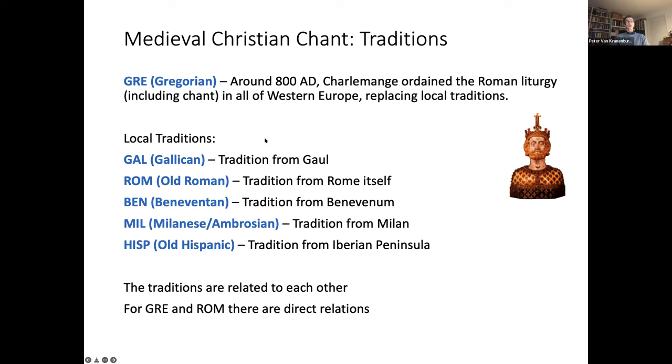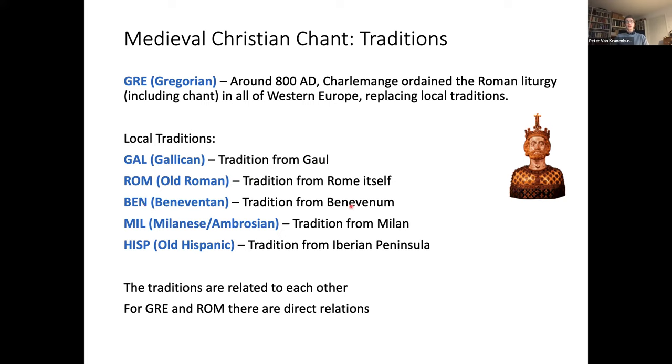But before that, and also in parallel for some time, there were local traditions of chant. I'll now mention some, which we will also use in this research, with the abbreviations we used. There's Gallican chant, which is a tradition from Gaul, the territory of nowadays France. There's Old Roman chant, which is a tradition of the church in Rome itself, so the city of Rome.